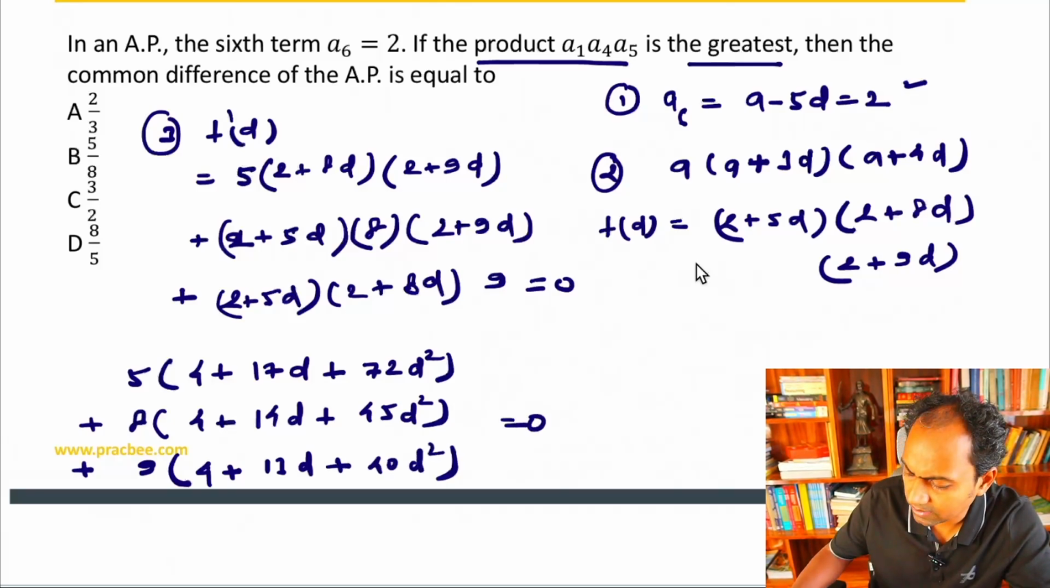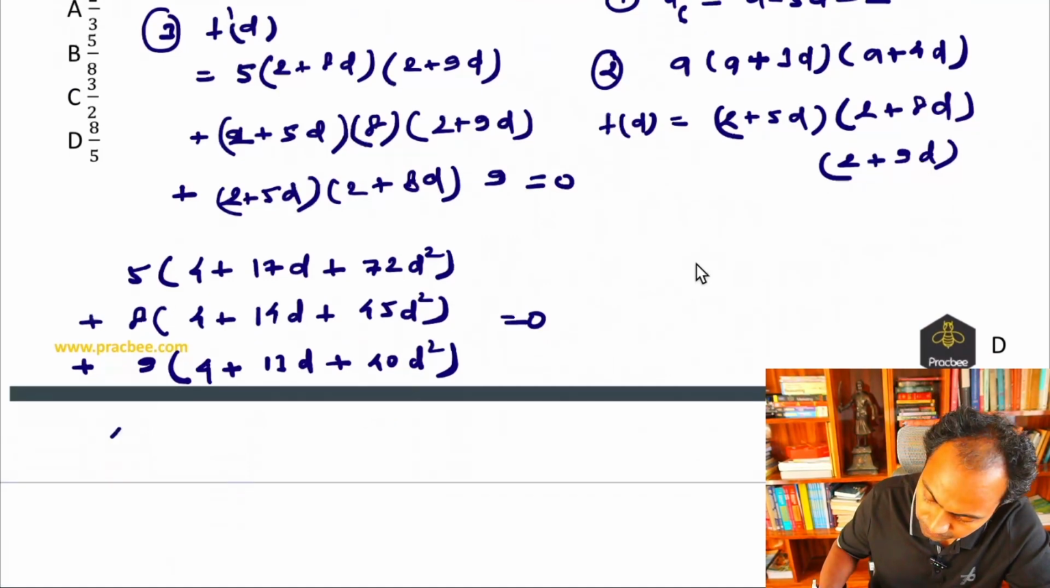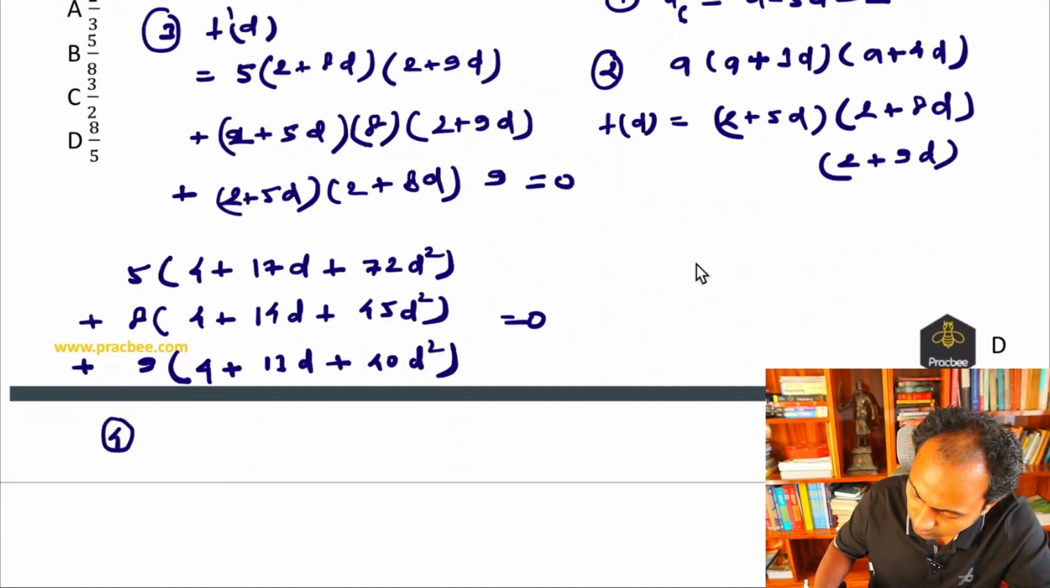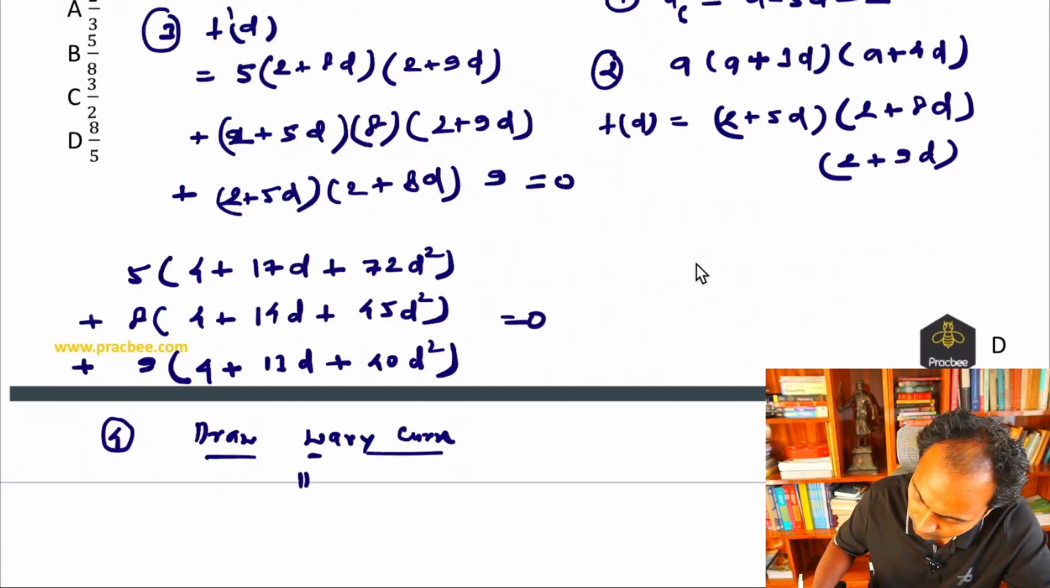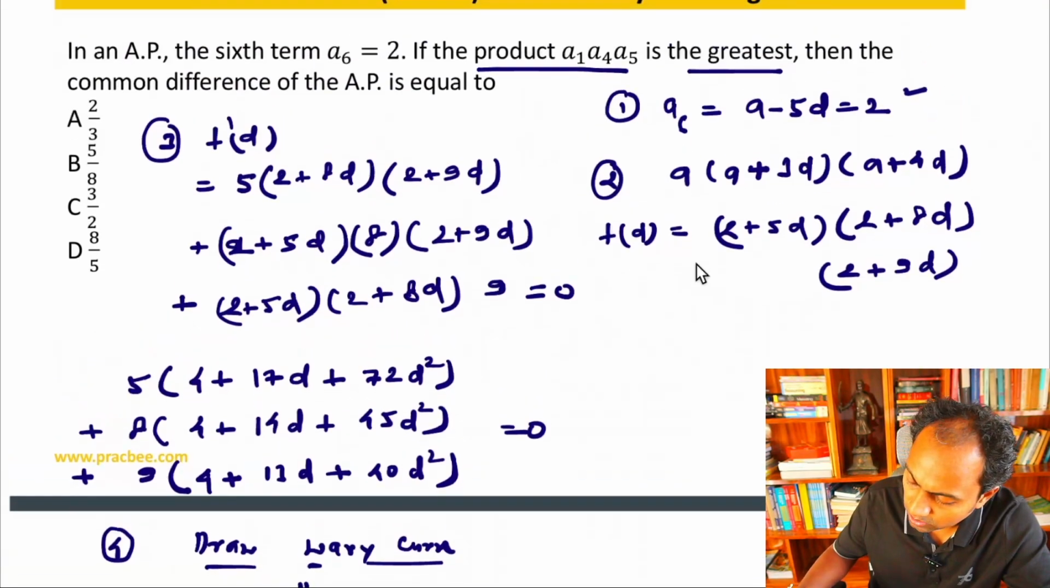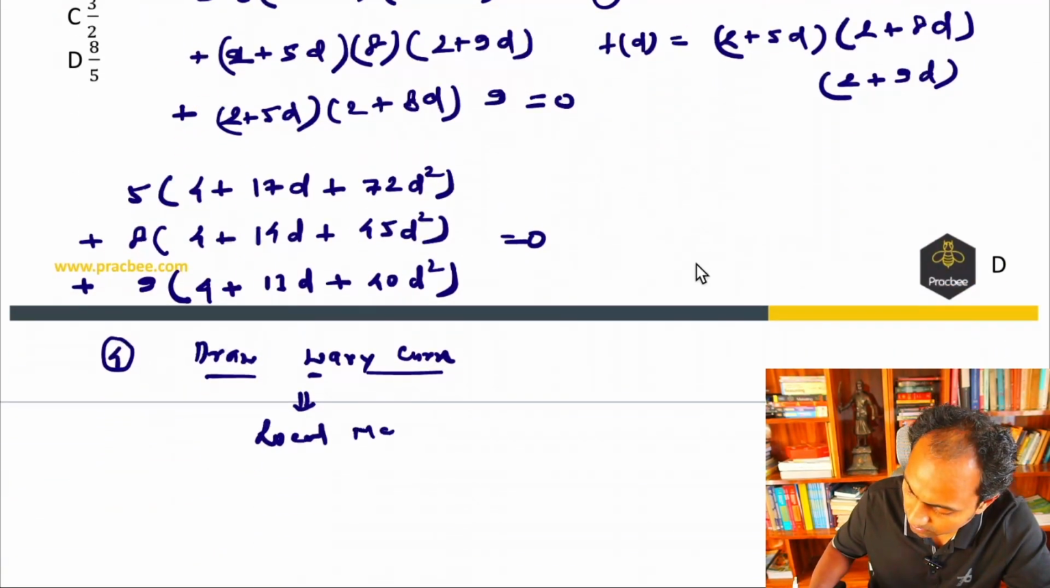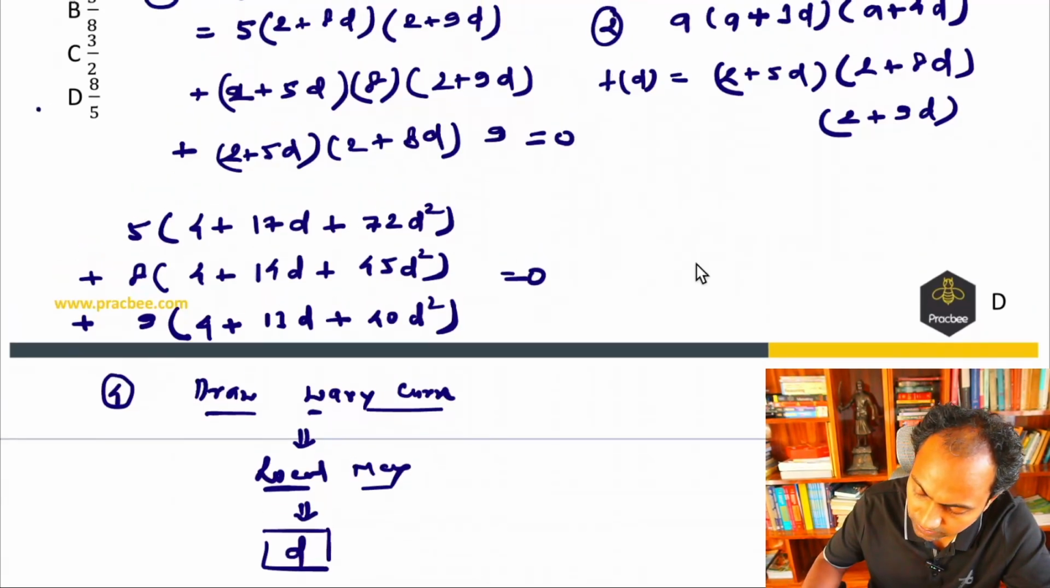So you can see that now after this, the fourth step would be to draw wavy curve. And from here get the value of local minima, because what they want is the greatest local maxima, and from there we'll get the value of D. You can do this last step and get to the final answer. The answer should be equal to 8 by 5.